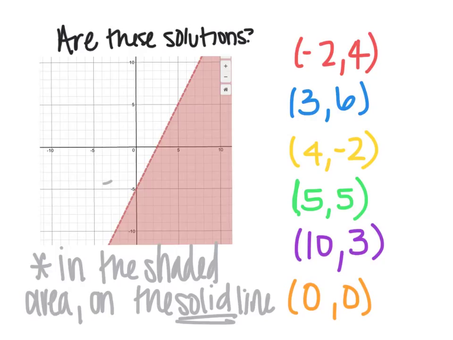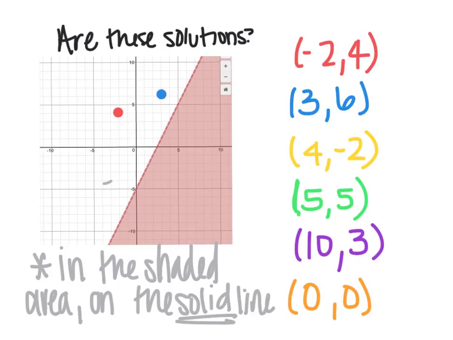Our first ordered pair is (-2, 4), which means I'm going to go to the left 2 and go up 4. I'm going to go ahead and put my point there, and then I'm going to plot all of them. My next point is (3, 6), so right 3 and up 6.